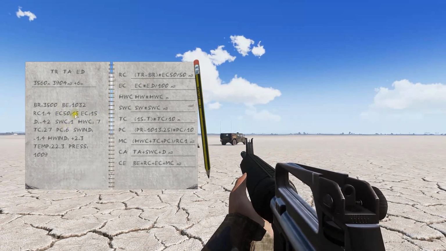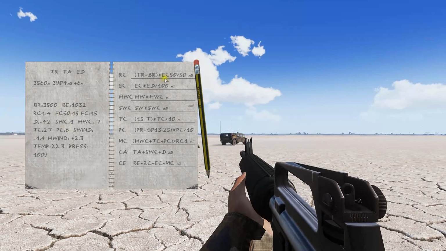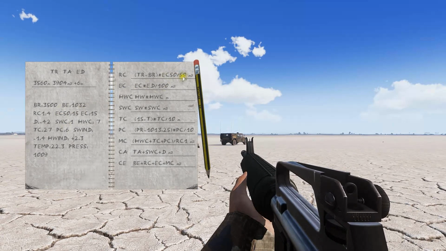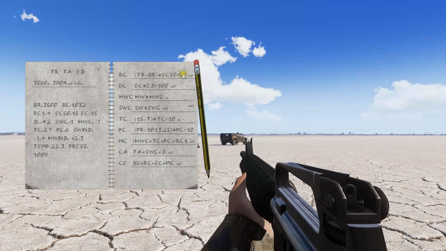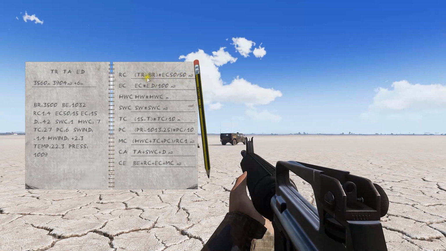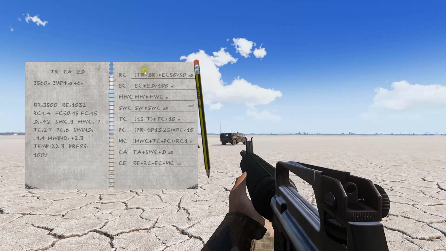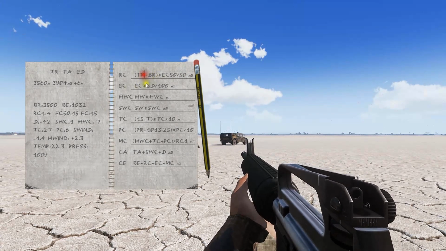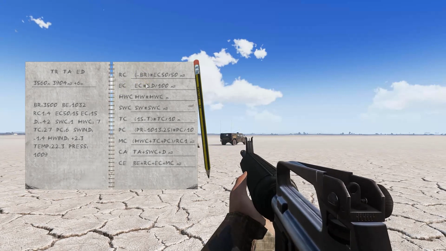You have the elevation change for 50 meters, which is 50 mils. What you need to do is divide the elevation change needed for 50 meters by 50, and you get how much elevation change you need for each meter. And what you do is multiply it by the difference between your actual range and the base range, so what you have to add to it. That's how easy it is.